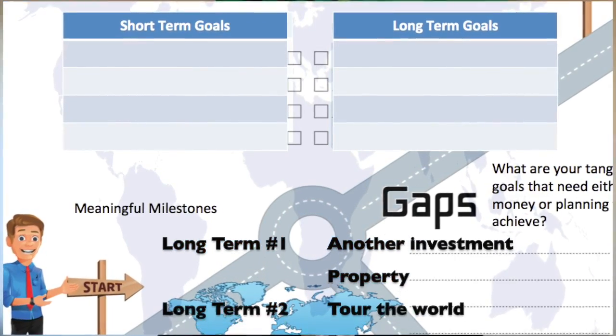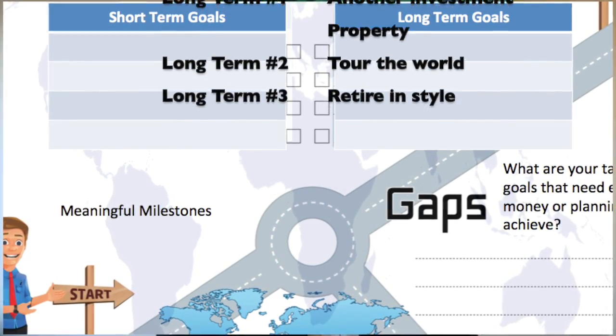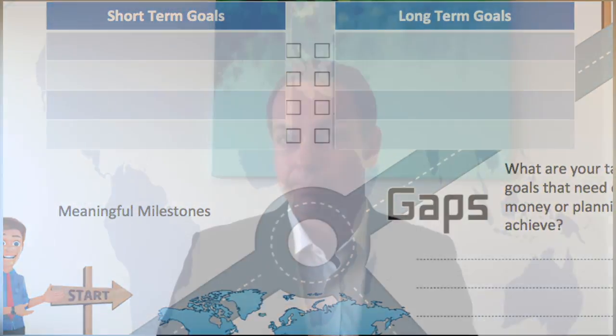Longer-term goals, they might be looking to buy that first investment property and saving up for it. It may be paying out the mortgage. It may be retirement. So whatever the case there, they should be meaningful milestones that mean something to you.